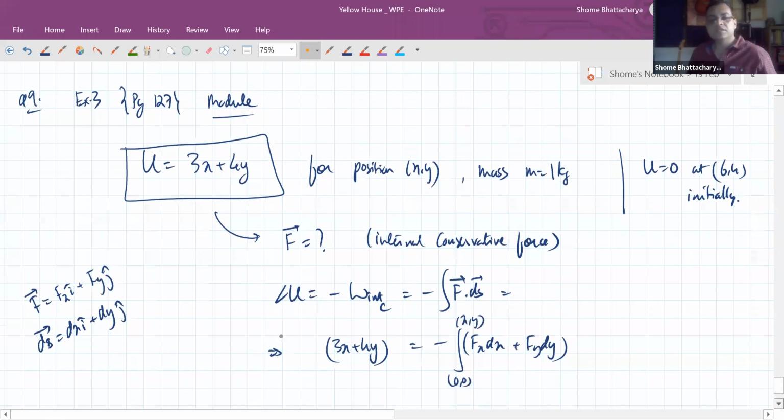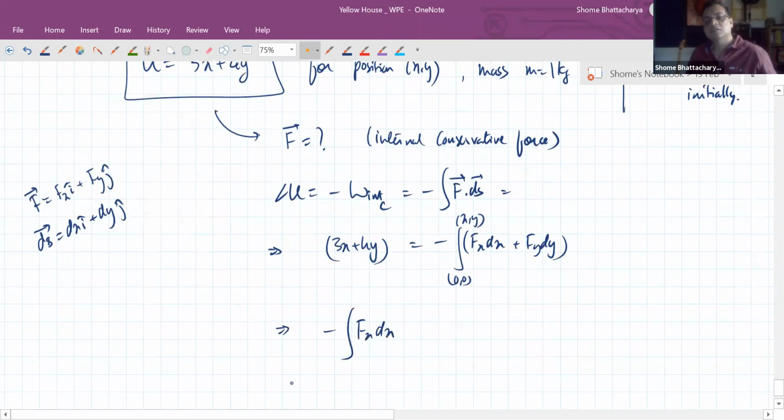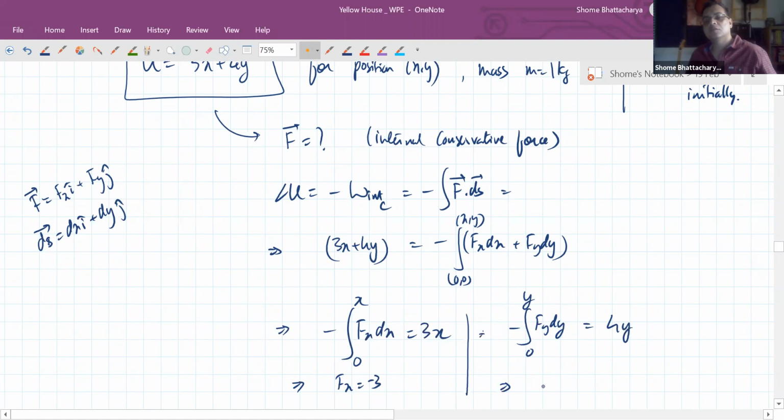So from this we can understand that negative of fx dx integration is 3x. That means fx is minus 3. And negative of fy dy from 0 to y is equal to 4y. That means y component of force is minus 4. So that's it. Now we have understood that the force is constant and we know its magnitude and direction.